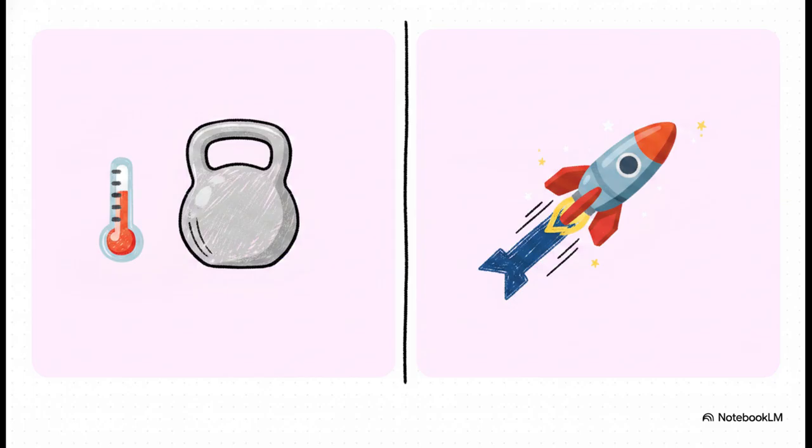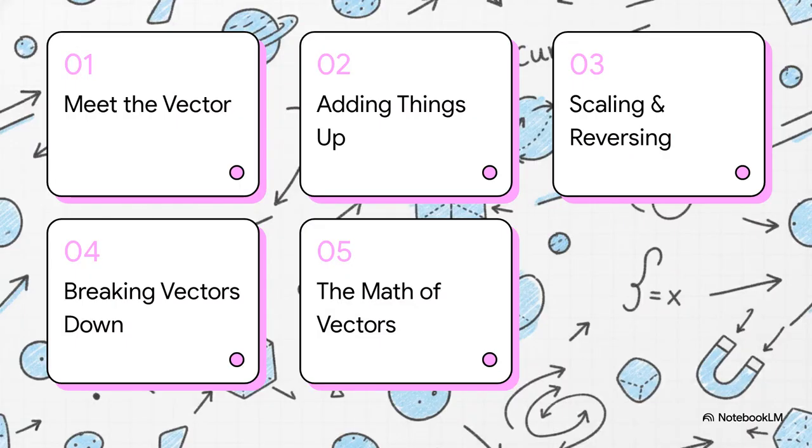But on the flip side, we have things where direction absolutely fundamentally matters. Think about a physical push or the velocity of a plane. You can't just tell air traffic control you're flying 500 miles per hour. They really need to know if you're heading north to Canada or south into a mountain. In those cases, direction is survival. And those are vectors.